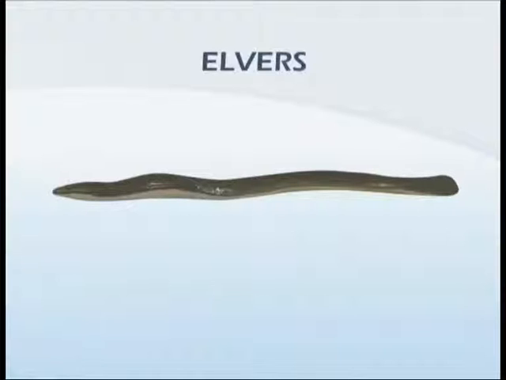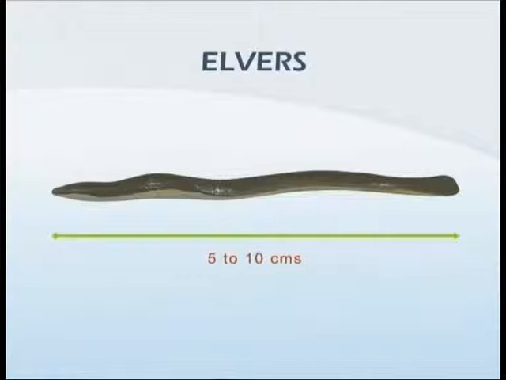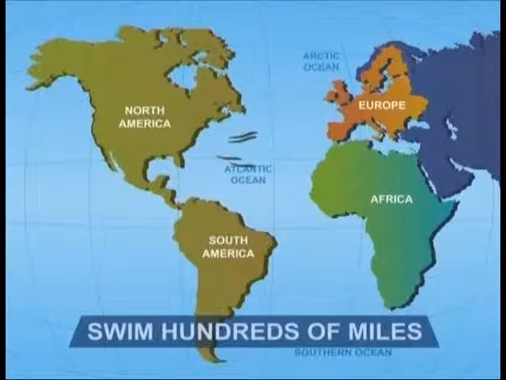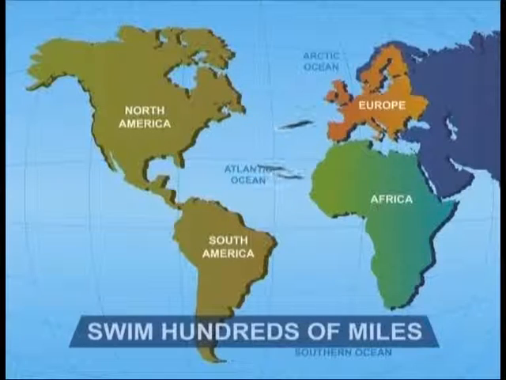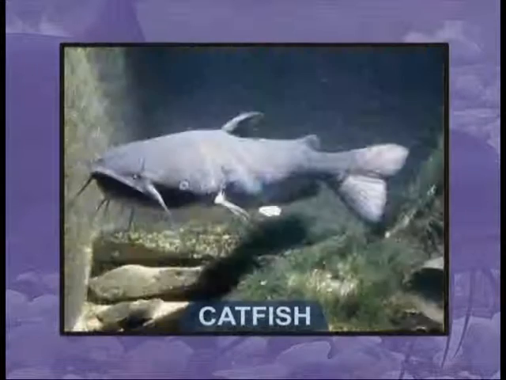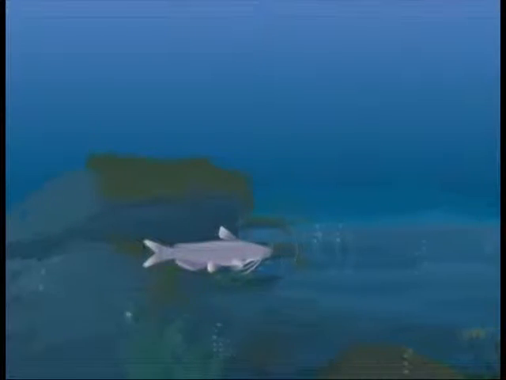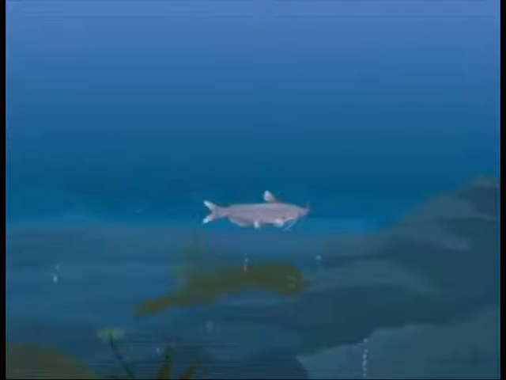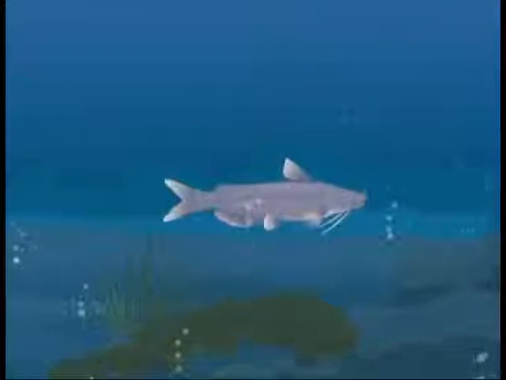The next generation of young eels, known as elvers, then must find their long way back to freshwater. These elvers are only 5 to 10 centimeters in length but swim hundreds of miles to reach rivers where they feed and grow. Catfish have poor vision and hunt mainly at night, but they make heavy use of chemical sensors on the barbels around their mouth. There are some catfish that can even taste with their tail.